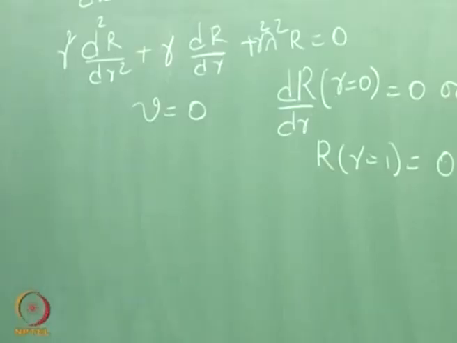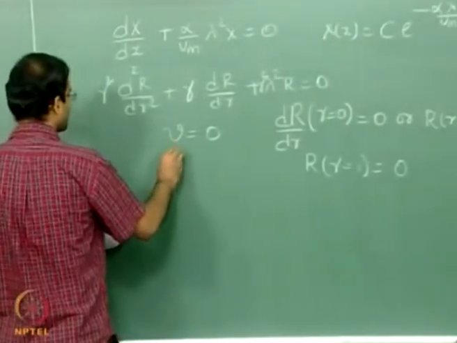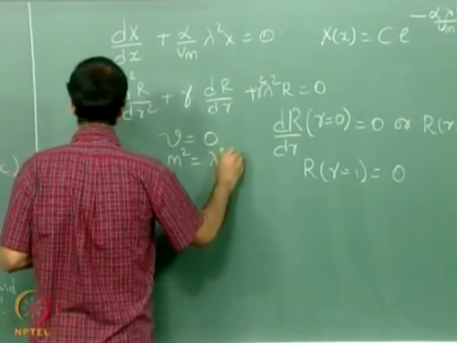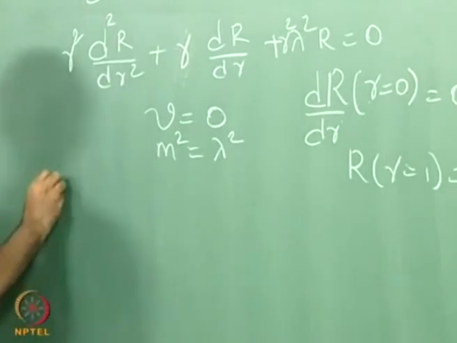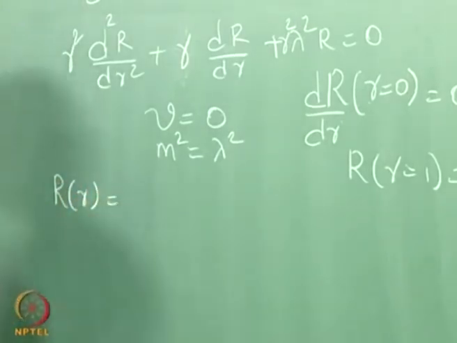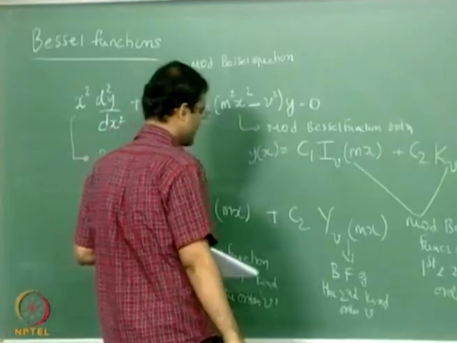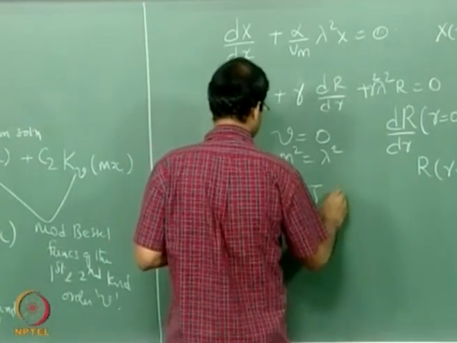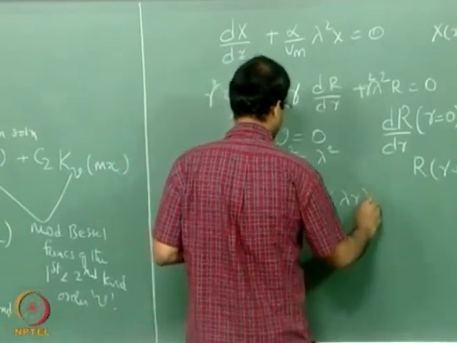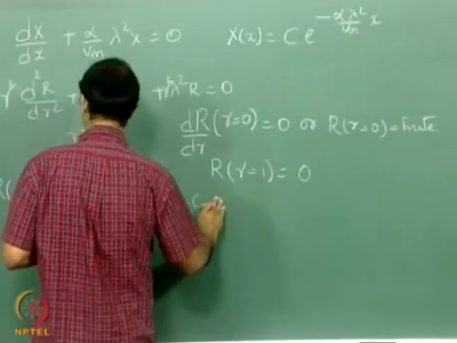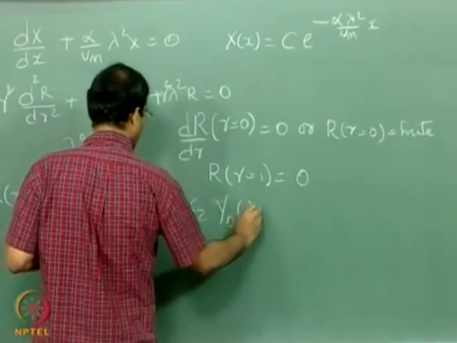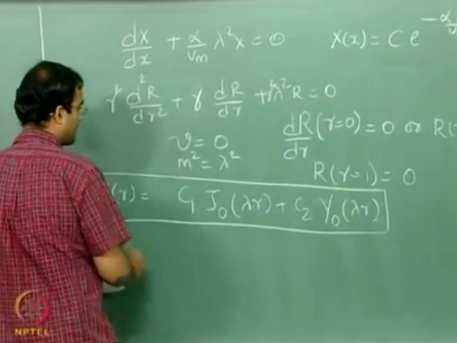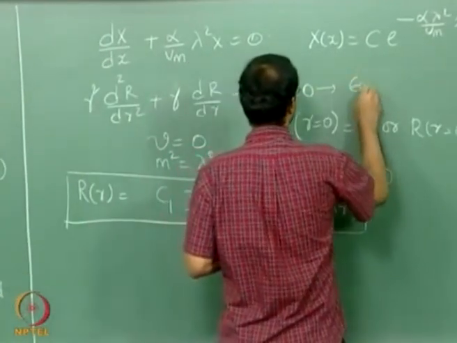So that is one thing, and your m square is equal to lambda square. So therefore the solution to this ODE will be in terms of the Bessel functions of the first kind and second kind, 0th order. So C1 J0 of lambda r plus C2 Y0 of lambda r. So this is your solution to the eigenvalue problem.